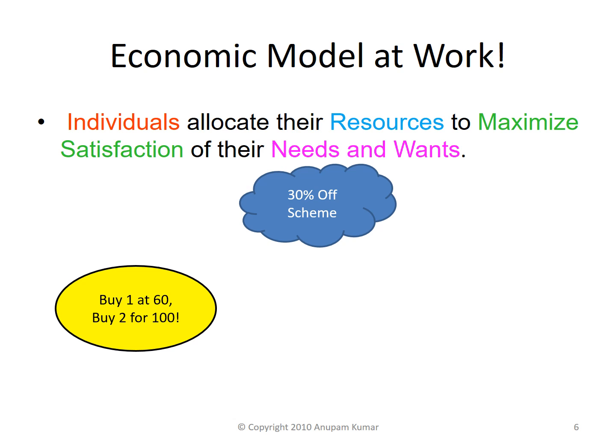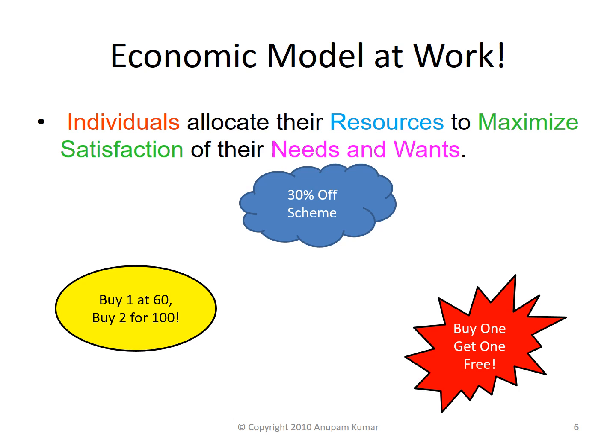Another example of the economic model at work could be a buy one get one free offer. On the face of it, you might argue that it is simply a 50% off scheme, but actually it is not. Here, what the organizations are doing, yes, for them the discount liability is 50%, but they are able to push two products at the same time.